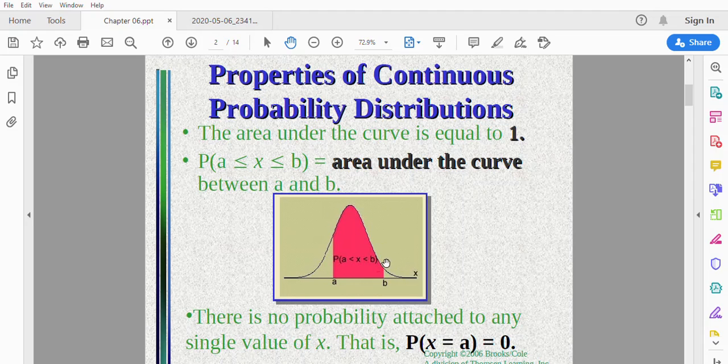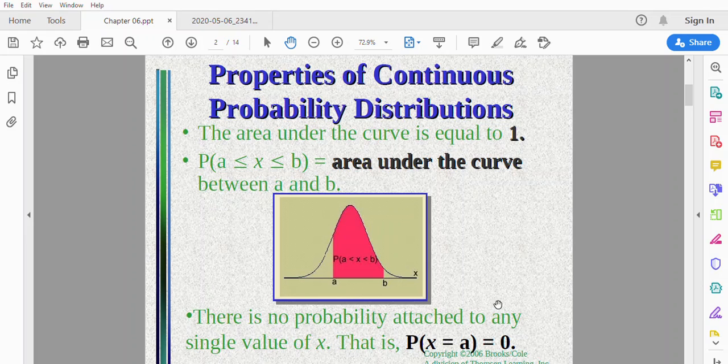We will be using the curve, where the total area will be equal to 1. So for the x variable, for example the probability between A to B, we will be using the area under the curve to find this probability. And there is no probability for just a single value of x, which means equal, so we cannot identify the probability, so it will be equal to 0.